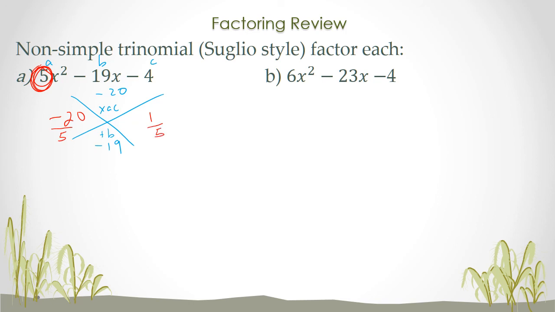What you want to do is reduce the fraction. So what's -20 over 5? What does that reduce to? Well, that reduces to -4 over 1. And 1 over 5, that doesn't reduce to anything, it is 1 over 5.